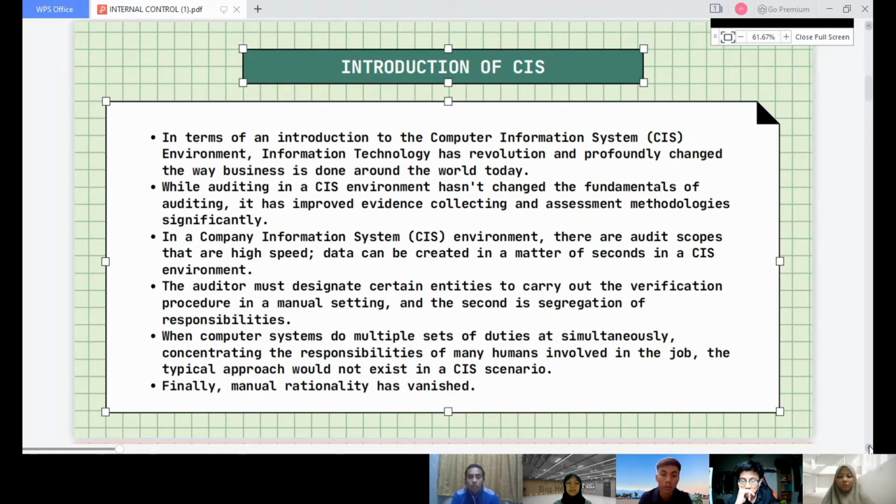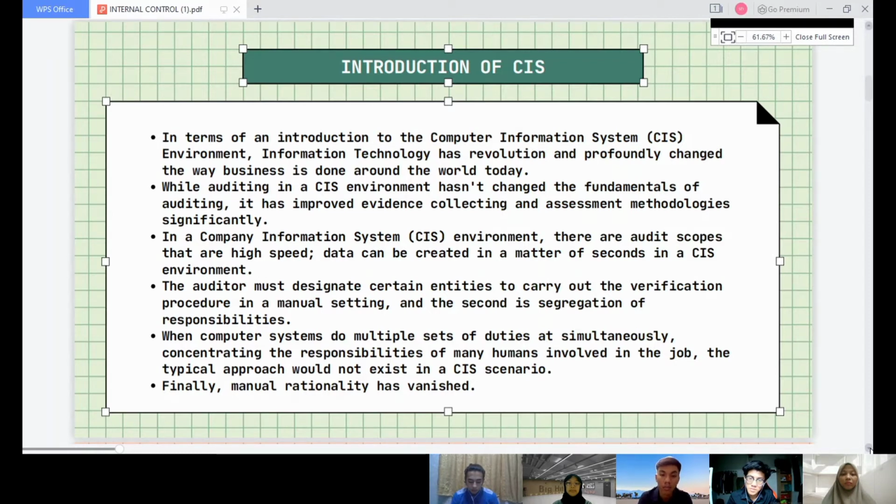assessment methodologies significantly. In a CIS environment, there are audit scopes where high-speed data can be created in a matter of seconds. The auditor must design certain entities to carry out the verification procedure in a manual setting.